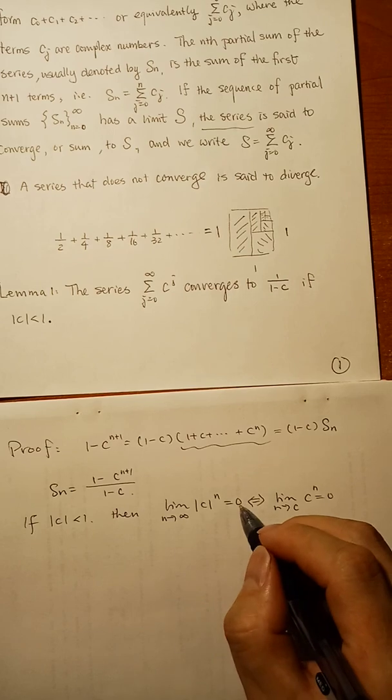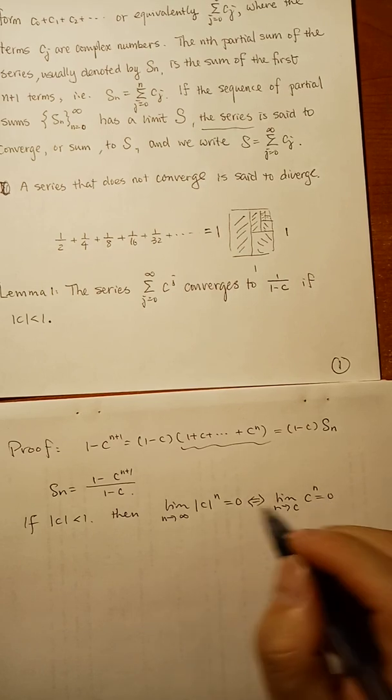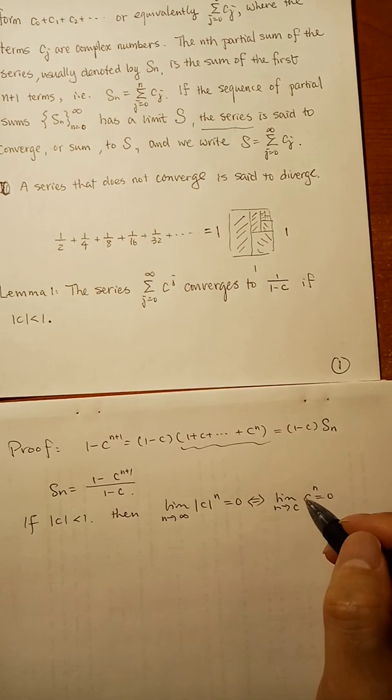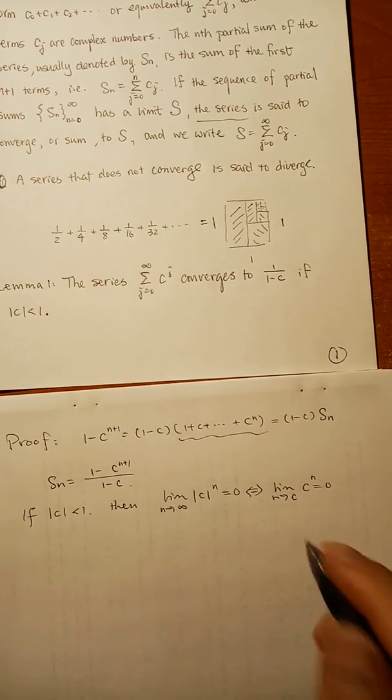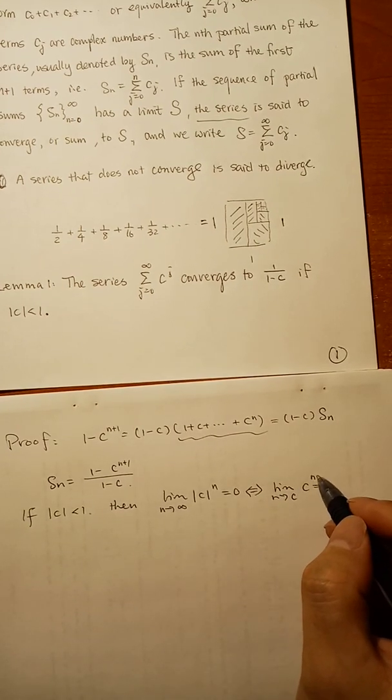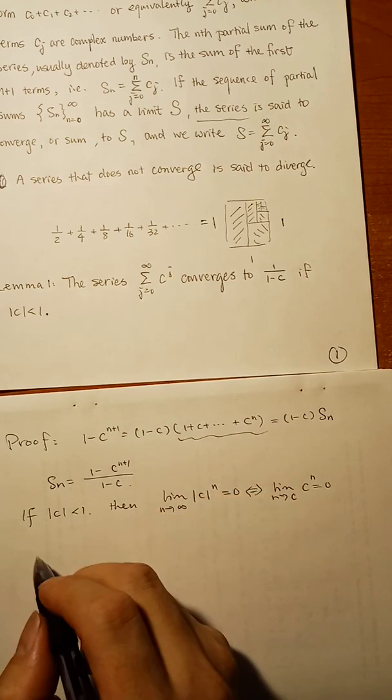Okay, it's a special property about the 0. If you replace this 0 by any other non-zero number, then it's not correct. Okay, c to the n approaches 0. Here, c to the n plus 1, it doesn't matter.